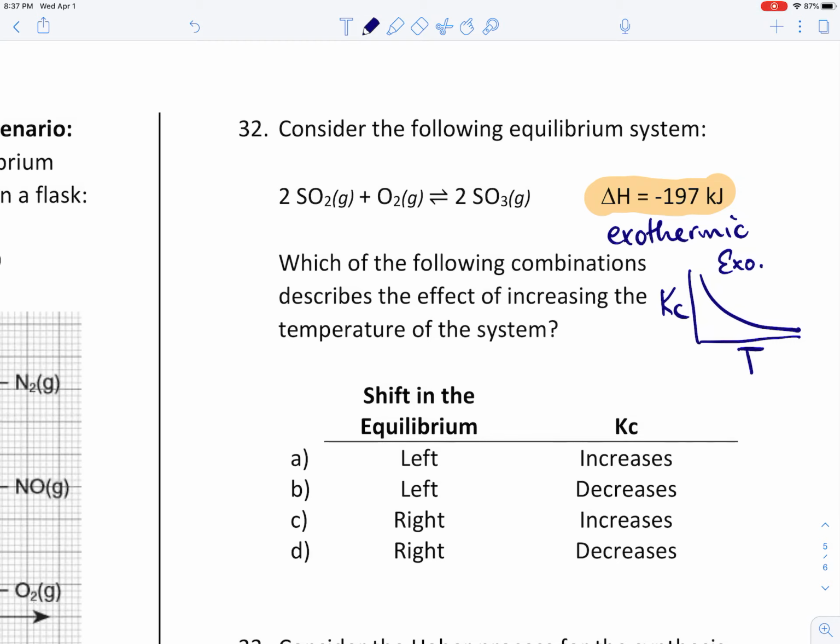So here we had an increase in temperature, which means Kc should have dropped. So Kc falls when the temperature increases. If the Kc fell, Q is unaffected. That means Q is now bigger than Kc. Kc got smaller, and that caused a reverse shift to occur when Q is bigger than K. So the equilibrium will shift reverse or left, and Kc gets smaller. So choice B is the correct answer.